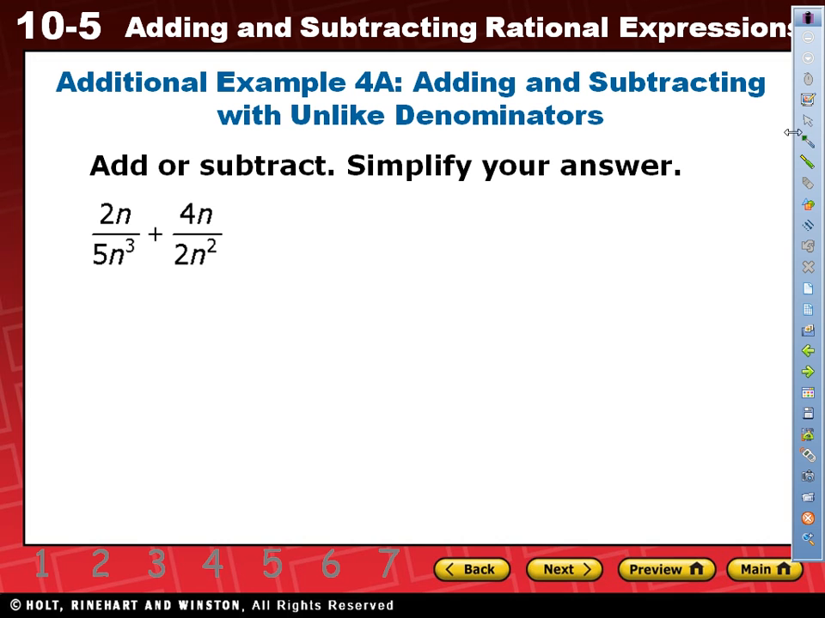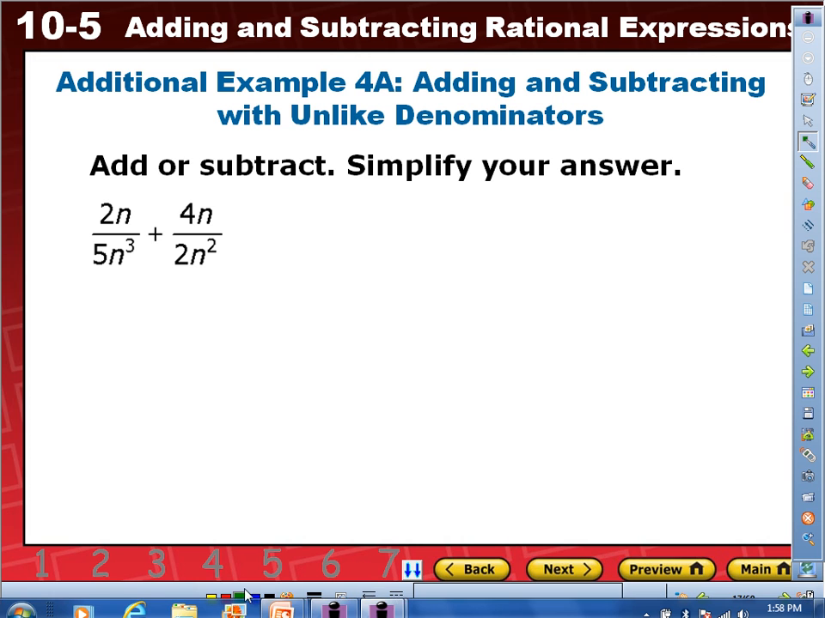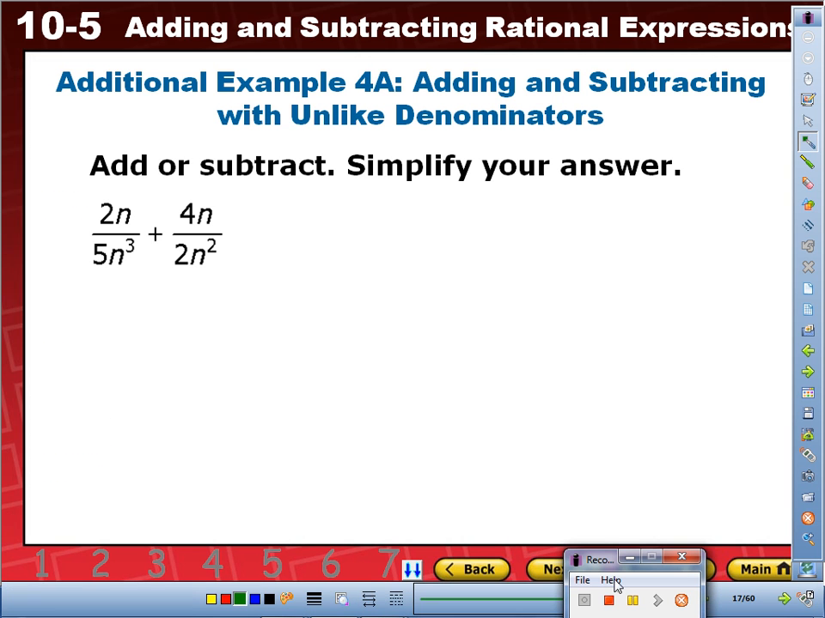Right. Here we go. So with that said, copy this one. Example 4A. Write down every common denominator with like 1 something. So, example 4A says, add or subtract, simplify your answer. We got 2n over 5n cubed plus 4n over 2n squared. Okay, pens down, eyes up here. I'm going to walk you through this one. Here we go.